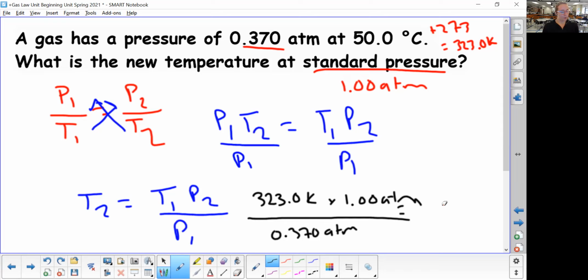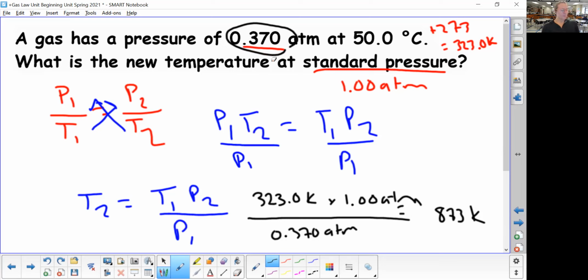And I get, with sig figs, 873 Kelvin there. And if you divide that number by 3, you get about 290, which is close to the starting temperature of 323. This isn't quite going up by 3, and so it's a little off, but again, I'm just giving you tools in your toolbox to think, does my answer seem reasonable? So the pressure almost tripled, and so we would expect, because it's proportional, the temperature to almost triple.